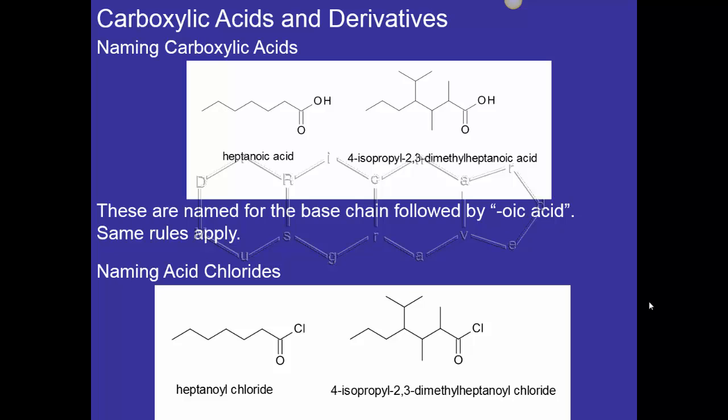This video is concerned with the naming of carboxylic acids and their derivatives. We're going to start with the naming of carboxylic acids. Carboxylic acids have this kind of grouping with C double bond O connected to the OH.